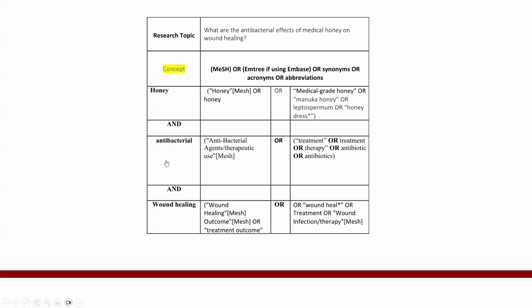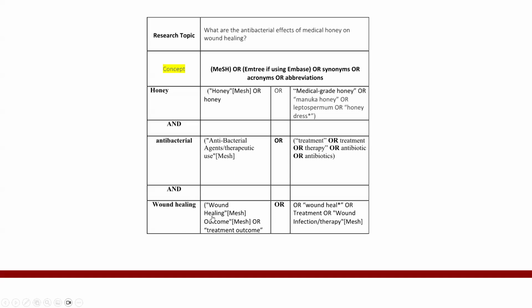There's also a MeSH term for antibacterial. This little slash with therapeutic use, when we get to the database, when I show you the demo, you'll see that there is a subheading for MeSH terms. It essentially tells you, what is it I want to do with this MeSH term? What is it I want to know about antibacterial agents? In this case, I want to know the therapeutic use. You don't have to have a subheading, but if you want to focus in on a particular area, you can certainly use this. And then we have our third concept, which is wound healing.